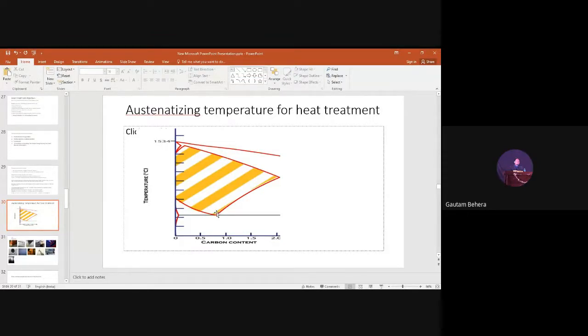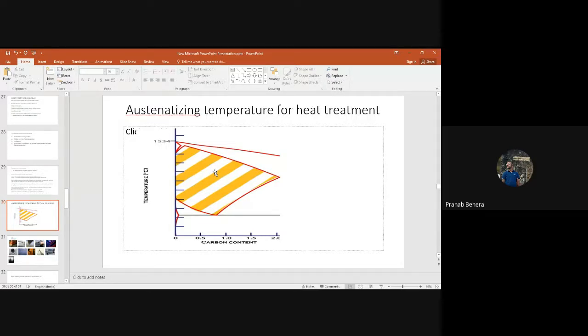That means for a eutectoid steel, you can go up to this temperature, 40 degree or 50 degree above austenitizing temperature. But suppose you are going 100 or 200 degree above austenitizing temperature, suppose here. So what will happen? If you're going here, the grain became coarser. The austenite grain will be coarser. So if austenite grain will be coarser, what will happen to the final product?